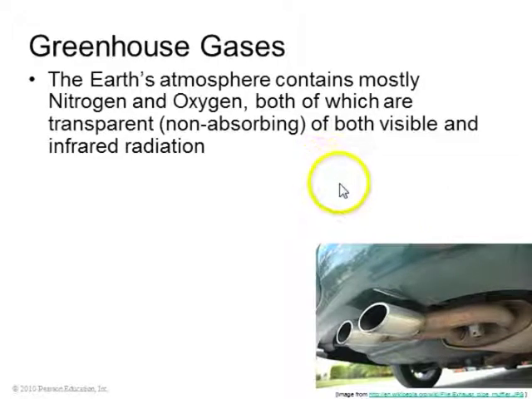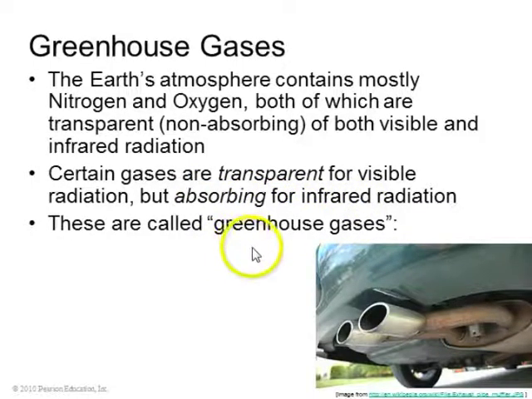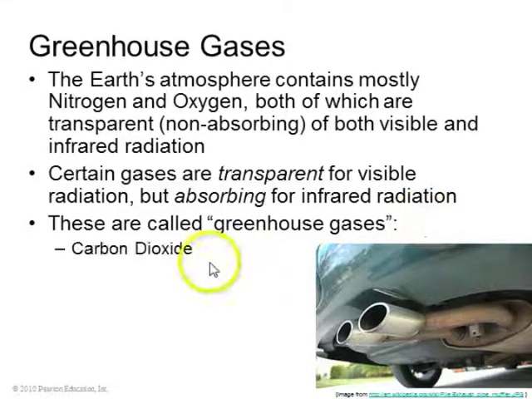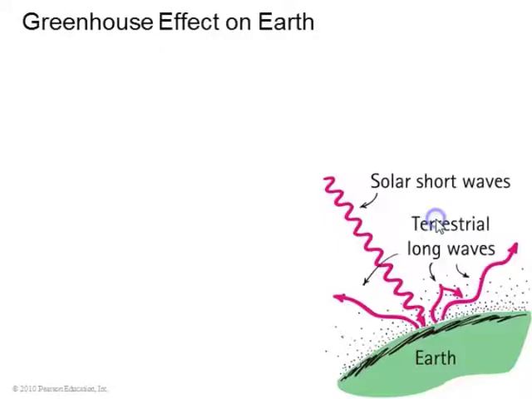So there's also greenhouse gases. So the air we breathe is mostly nitrogen and oxygen, which is transparent to both visible and infrared light. But certain gases are transparent for visible light, we can see through them, but they are absorbing for infrared radiation. And these are called greenhouse gases because they act a little bit like the glass of a greenhouse. Examples include carbon dioxide, water vapor, methane, and nitrous oxide. A lot of these are produced by the exhaust of cars, so pollution is a form of greenhouse gases.